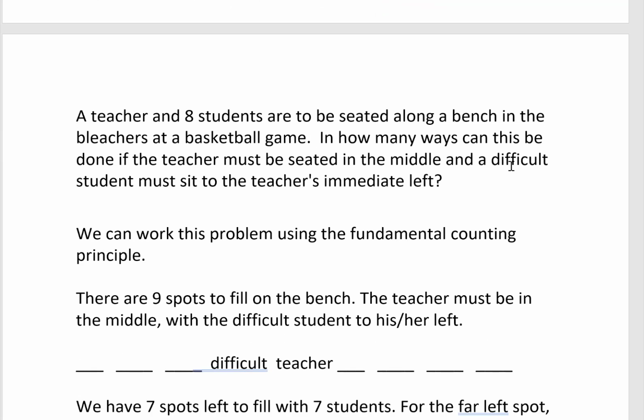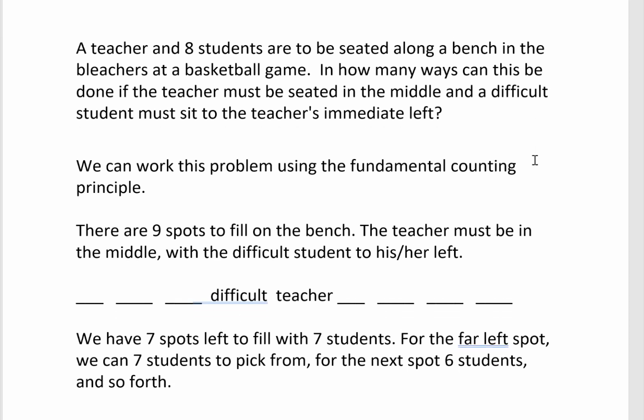A teacher and 8 students are to be seated along a bench in the bleachers at a basketball game. In how many ways can this be done if the teacher must be seated in the middle and a difficult student must sit to the teacher's immediate left? We can work this problem using the fundamental counting principle.